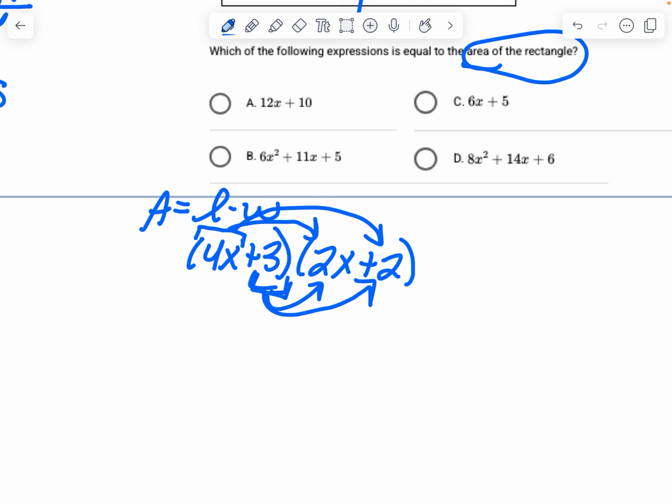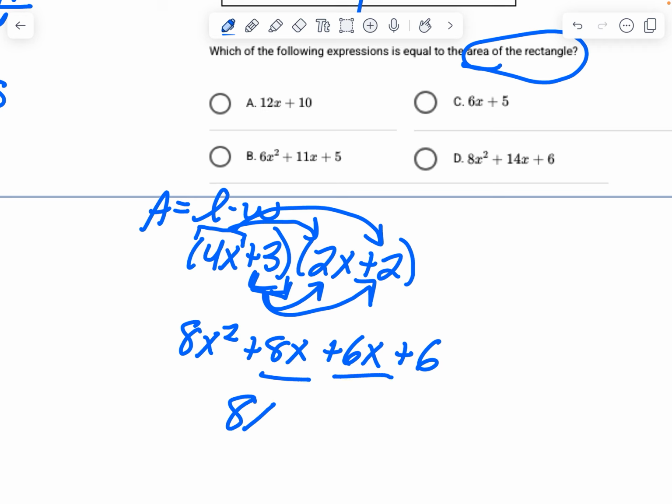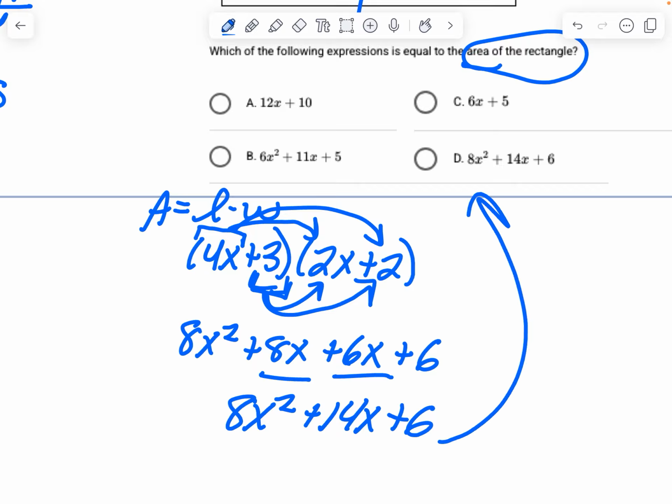So 4x times 2x is 8x squared, because x times x is x squared. 4x times 2 is 8x. 3 times 2x is 6x. 3 times 2 is 6. Well, I can combine some terms as well. So I've got 8x and 6x, which gives me 8x squared plus 14x plus 6. Can't combine any other terms because they're not alike. So looking back at our answer choices, looks like D is our correct one.